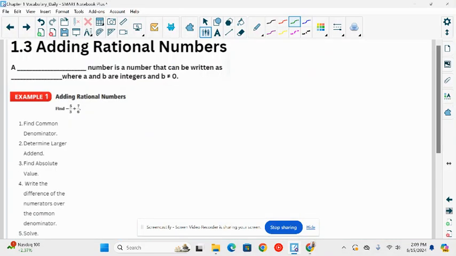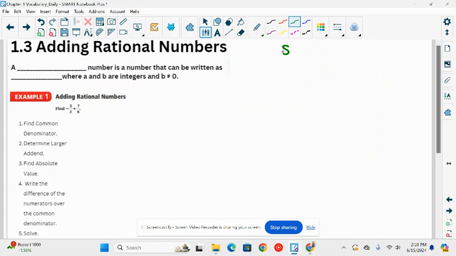Okay, so we're talking about 1.3 here. It's the same concept as yesterday, except we're adding rational numbers instead of just integers. Remember, rational numbers are fractions and decimals this time. Before we get started, remind me of the rules.